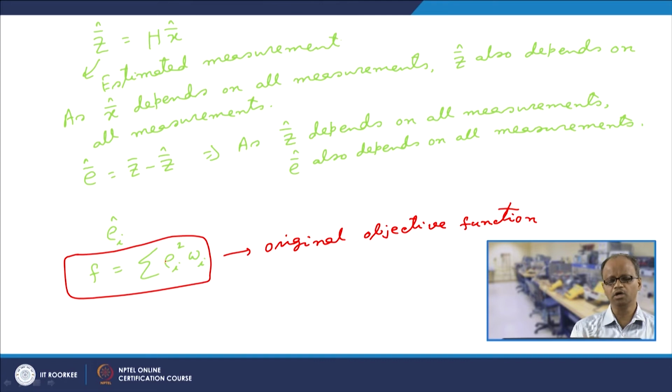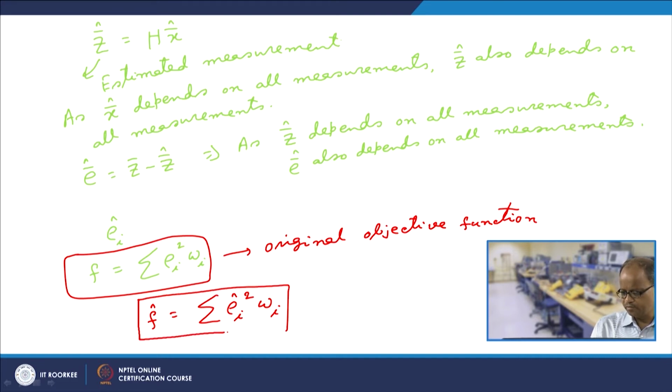So, the only option for us to calculate the value of f is to substitute the estimated value of the errors, because we do not know the actual or true error. We cannot calculate the true value of f, but we can calculate f with the estimated errors. Therefore, we can only estimate the value of the objective function, and that would be given by e i hat squared into w i.